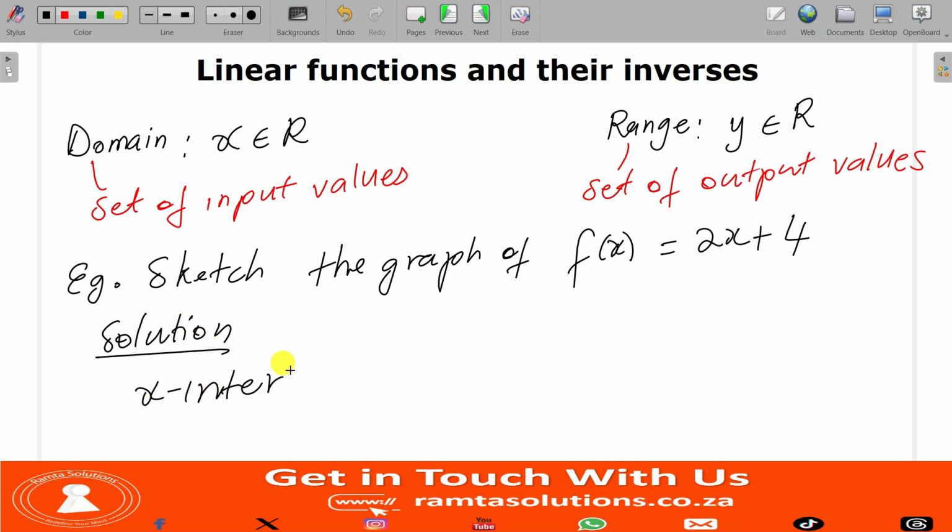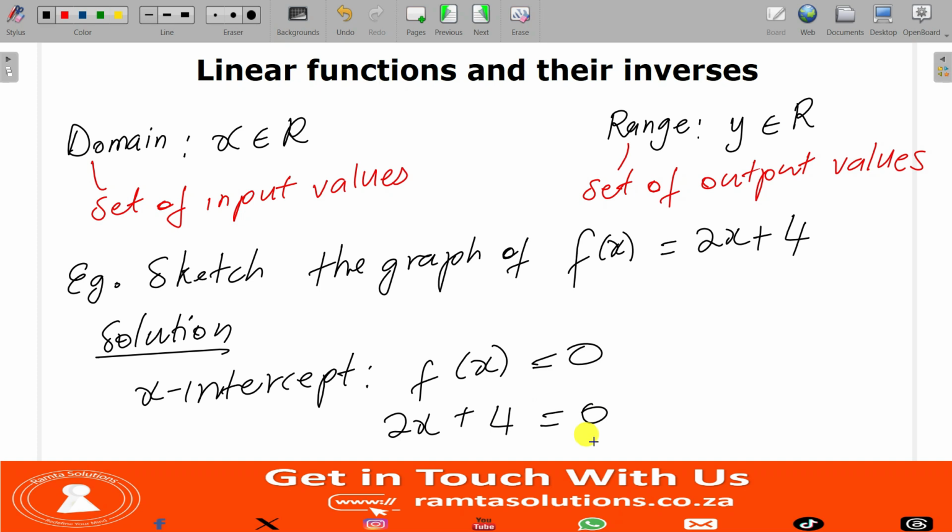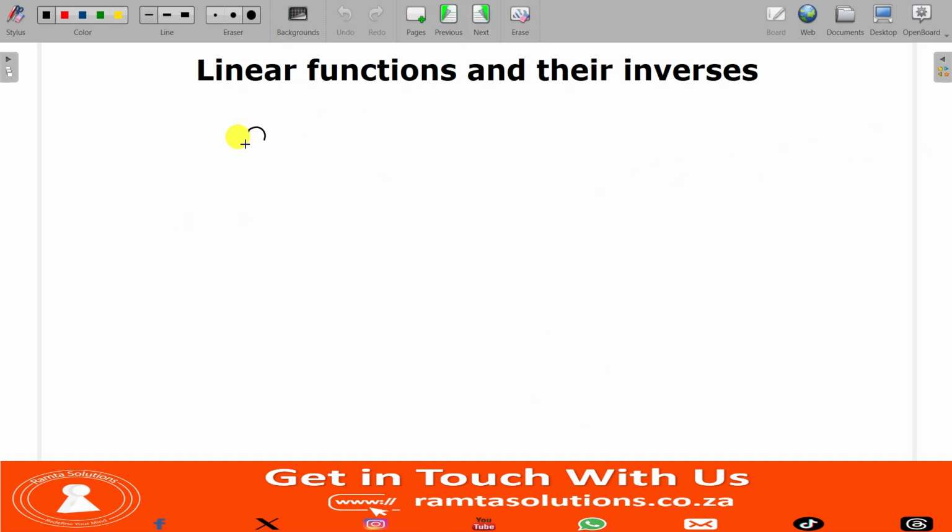Remember, when we want the x-intercept, we say y will be equal to 0. What is our y? It is 2x plus 4. It will be equal to 0, so we have 2x equals negative 4. Therefore, x is equal to negative 2. Our x-intercept is negative 2 and 0.